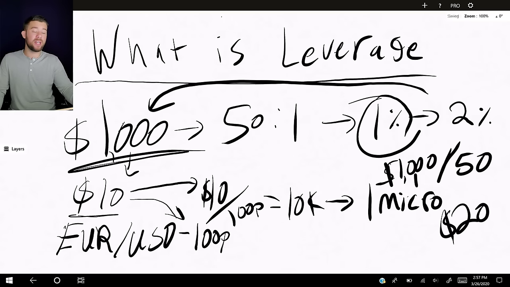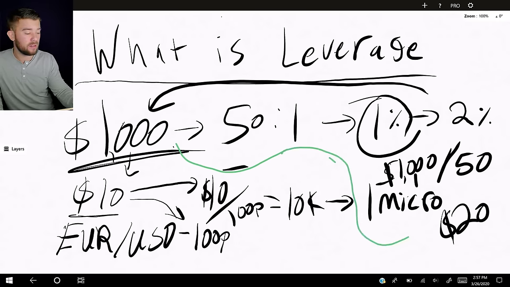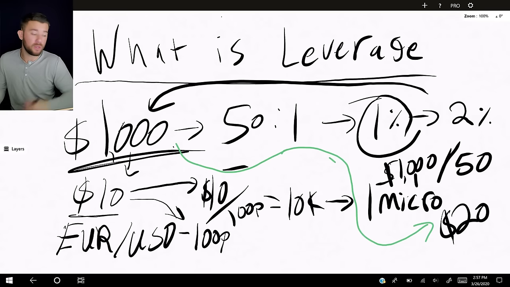What this means is that instead of costing me my full account of $1,000 in order to place this trade, this now only costs me $20. So instead of $1,000 on this trade, I've only had to put up the deposit of $20. So this is like the bank in the beginning of this video, the scenario we talked about with houses. This is a very similar situation.